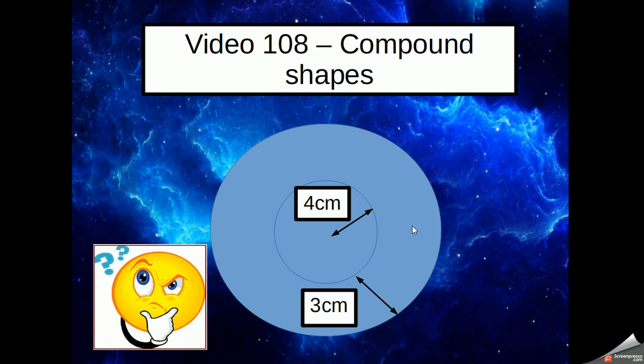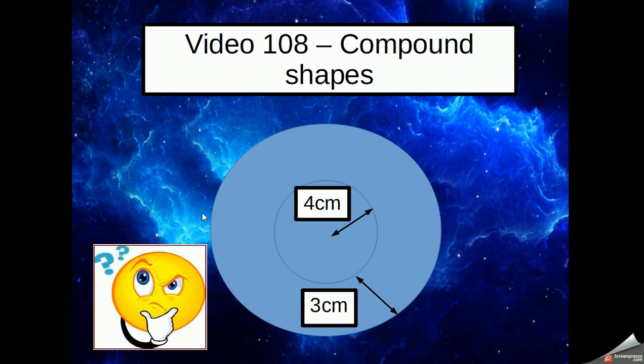What about this shape then? Well, here we've got a circle, and although it's the same color, what I've done is chop out a circle in the middle. So what we're looking for is the area around the outside. We've been told that the bit that's being cut out has a radius of 4 centimeters from the center to the circumference, and then the distance from the circumference of the inner circle to the outer ring is 3 centimeters.